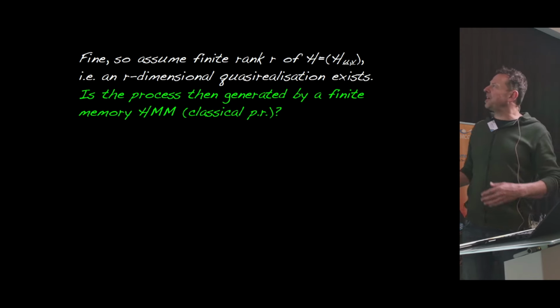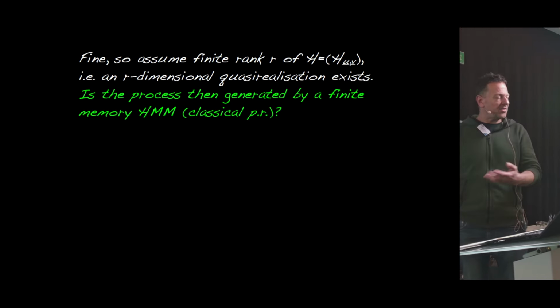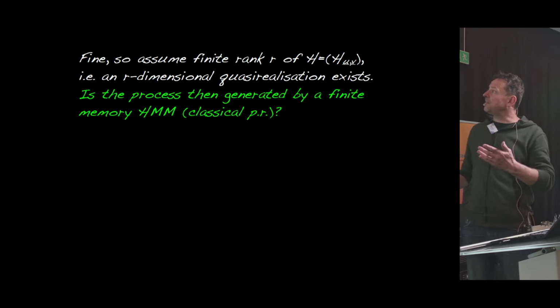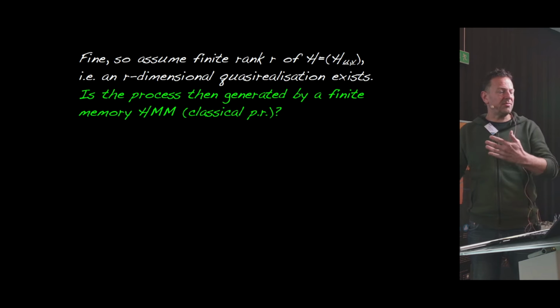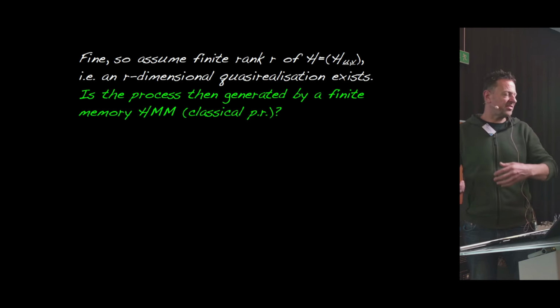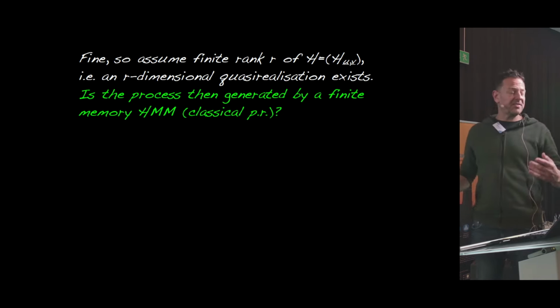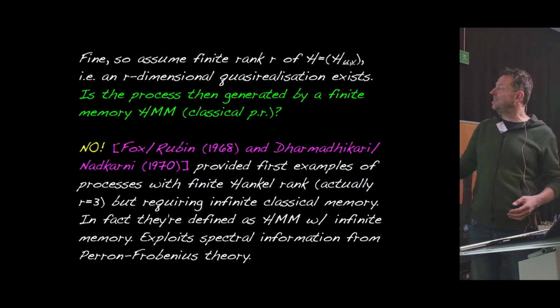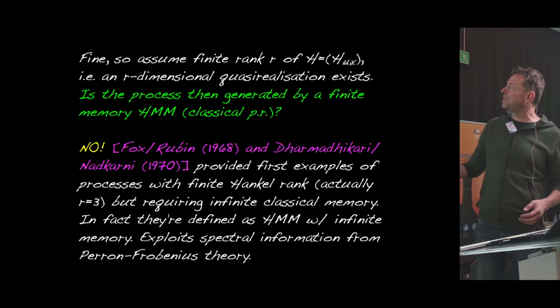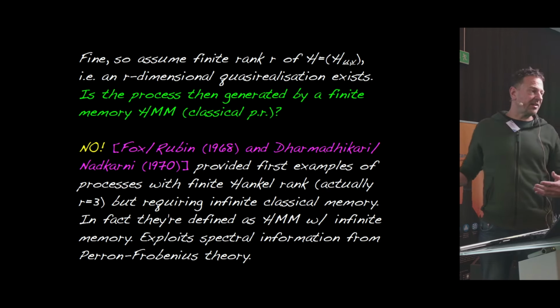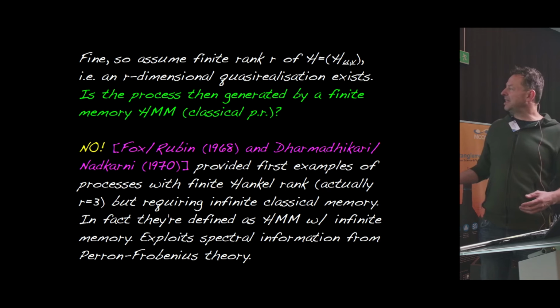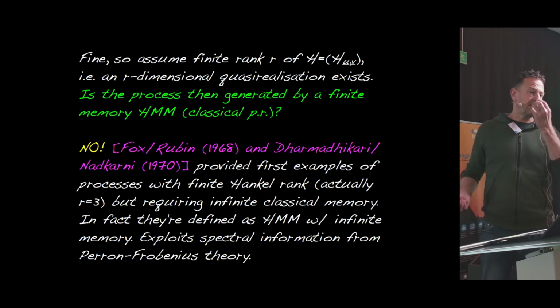So yeah, next question is, okay, fine, assume that the rank is finite, so we know there's a quasi-realization. Does it mean that it's generated by a hidden Markov model? That means I can actually do this with a classical memory, not just this abstract vector space. This question was asked in the 60s and early 70s by Fox, Rubin, Dharmadhikari and Nadkarni, and they were the first to provide examples of a process with finite Hankel rank, actually rank 3 in the example, but which requires an infinite classical memory to generate.